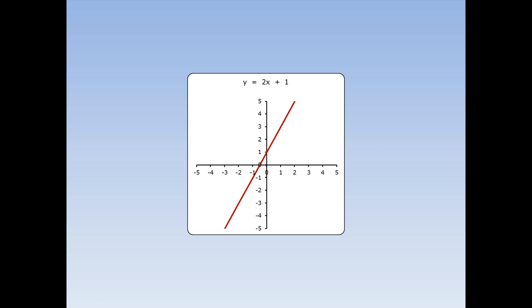If we look at the line y equals 2x plus 1, the gradient is 2. That means the gradient's 2 here, and the gradient's 2 here, and the gradient's 2 here. The gradient's 2 at every place on the line.